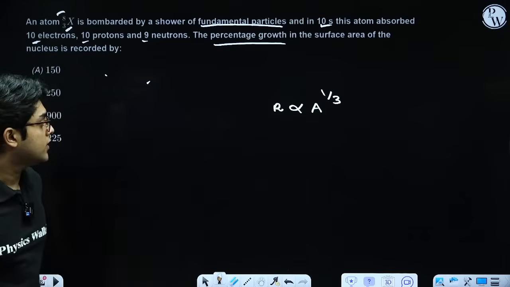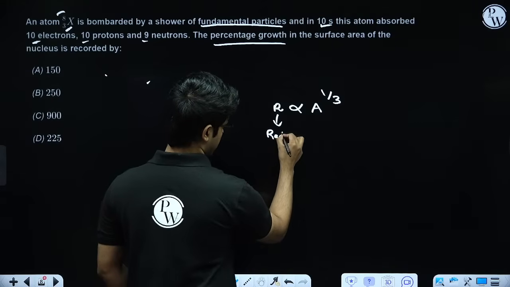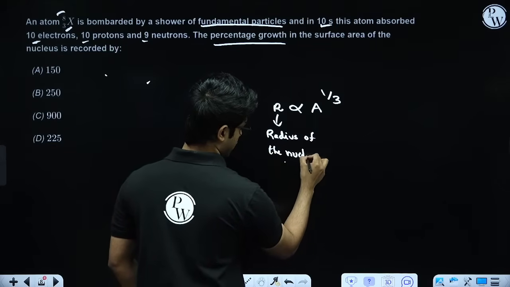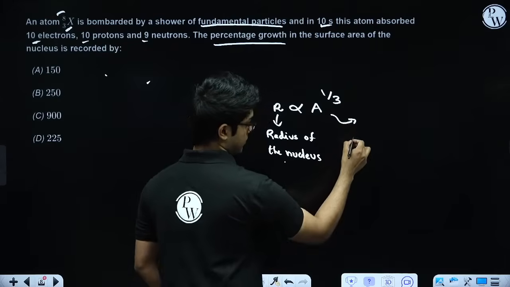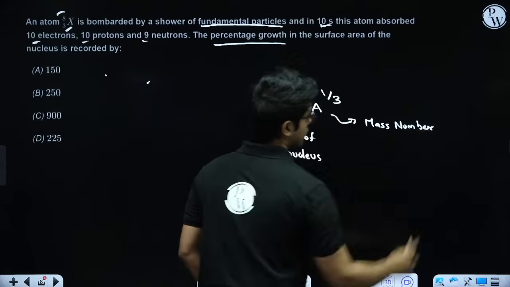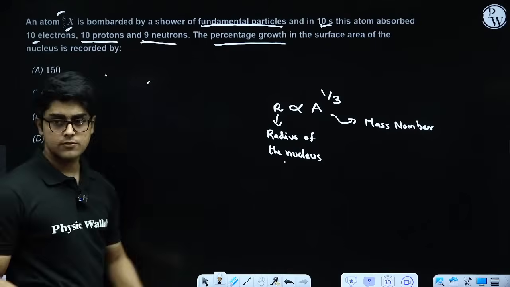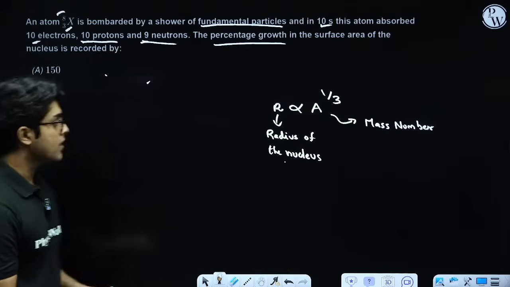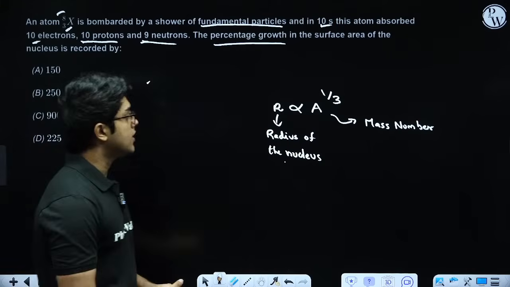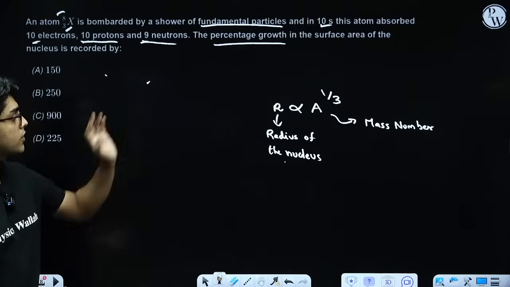So this is the result we'll be using. Here R is of course the radius of the nucleus, and here A is the mass number. When the atom eats up more protons and neutrons, its mass number increases, and as the mass number increases, the radius of the nucleus will also increase. So they are asking what is the percentage growth of the surface area due to this particular process. That is the question.